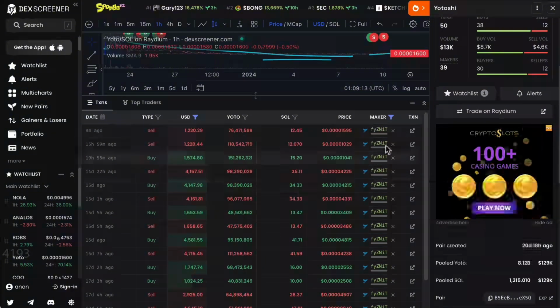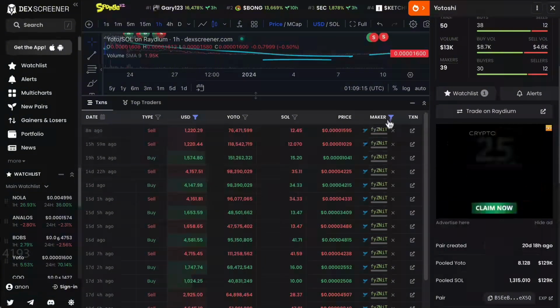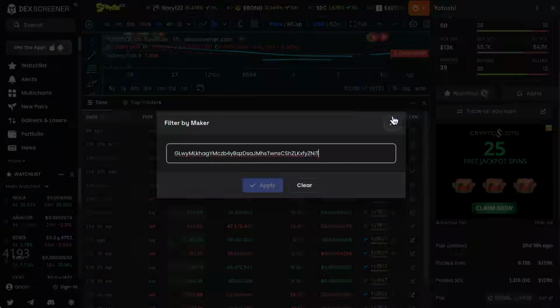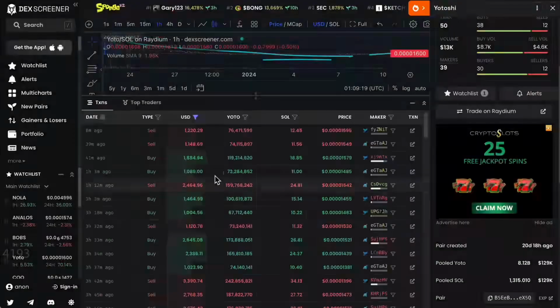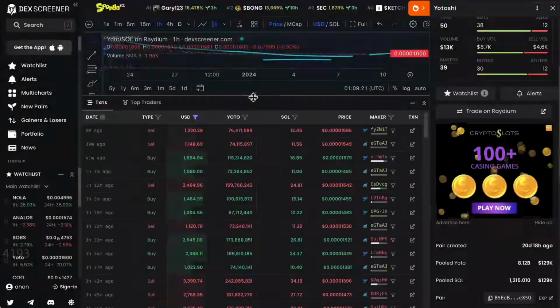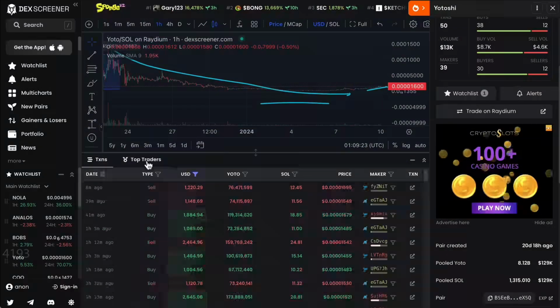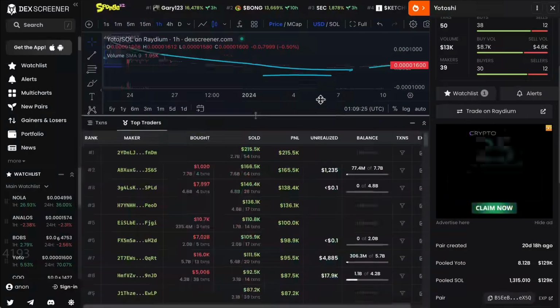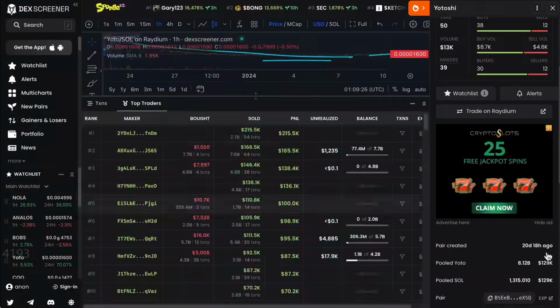So that's kind of the wallets there, which is really cool. And then to take that filter off, you just click on it again and click clear. And it's gone, and we're back to the normal transactions you see all the time. If you click on top traders here, again, really cool. You'll see who's made the most profit.